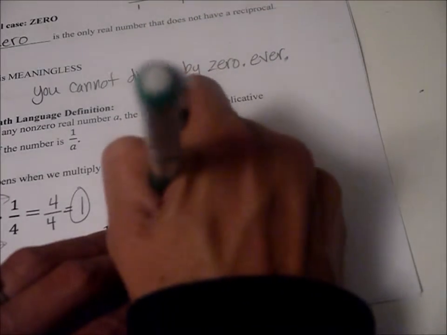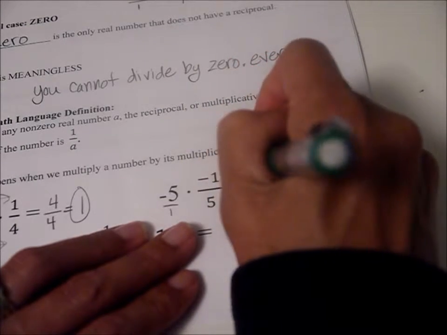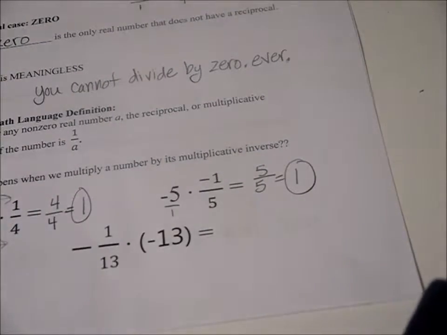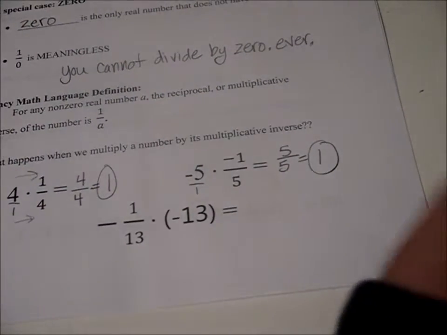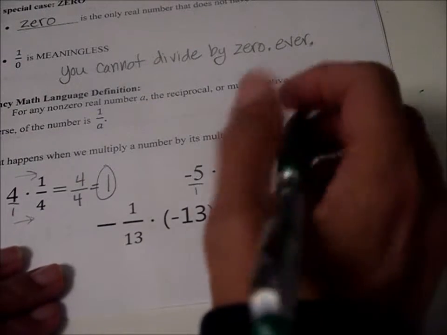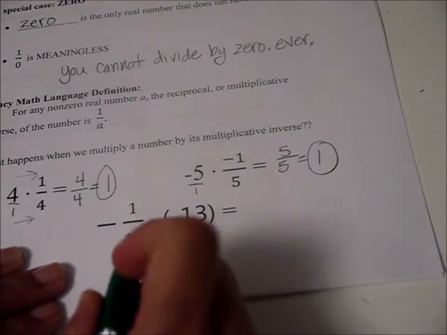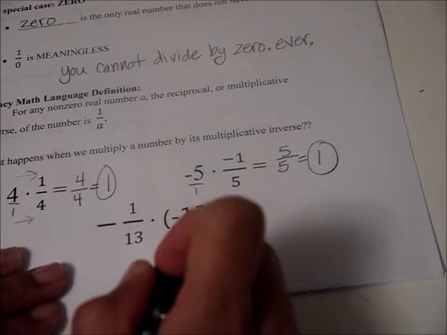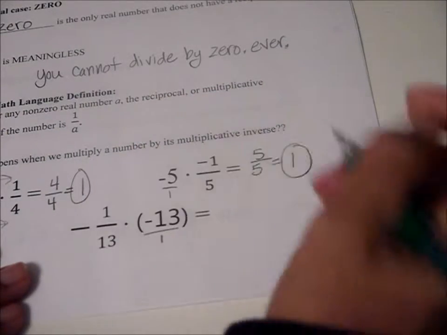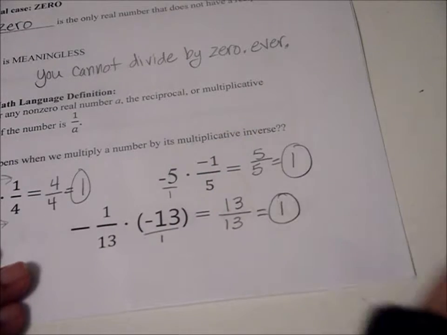Let's try it on this one. Let's multiply straight across. We get a negative times a negative, so 2 negatives make a positive 5 over a positive 5, which reduces to 1. Well, look at that. Do you see a pattern? I do. When you multiply a number by its reciprocal, it looks to be the answer is 1 every time. This is the other way around: negative 1/13, the reciprocal is negative 13. Multiply straight across, and we have 13/13, and then we get 1.